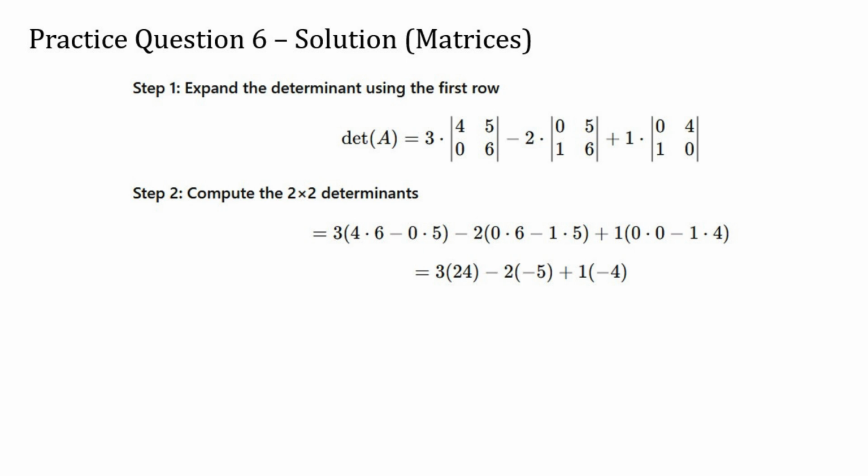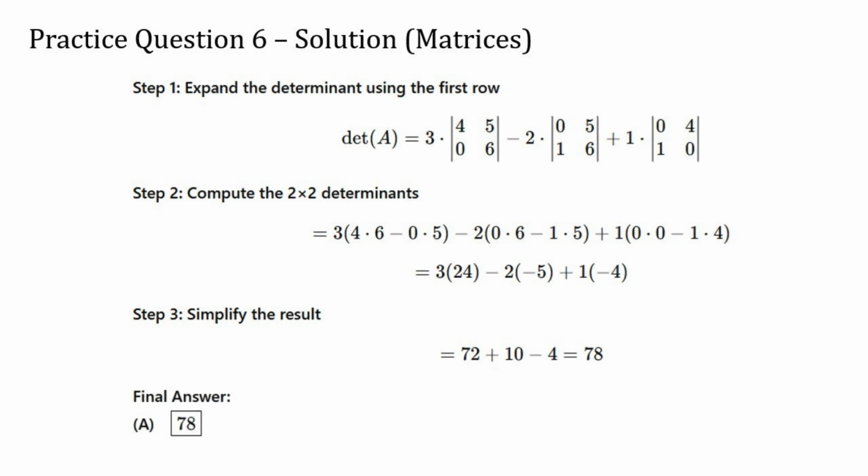We perform this for each of the three smaller matrices, substitute their values back in, and carry out the multiplication. Finally, we combine everything by adding or subtracting those results, as indicated by the cofactor expansion signs. After simplifying, we find that the total determinant is 78. So, the correct answer is option A.